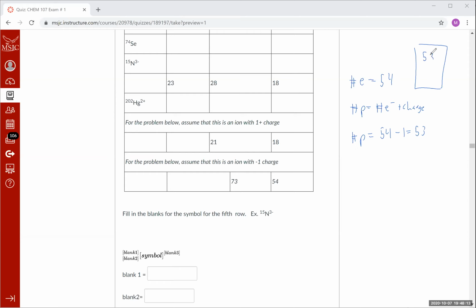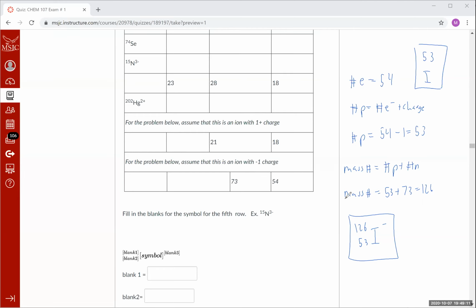Would someone like to tell me which element has an atomic number of 53? Iodine. Iodine, exactly right. Now that we have our number of protons and electrons, we can figure out our mass number. So let's execute on that idea. The mass number is equal to the number of protons plus the number of neutrons, and that gives us a mass number of 53 plus 73, which is 126. So this is iodine 126, 53 minus.